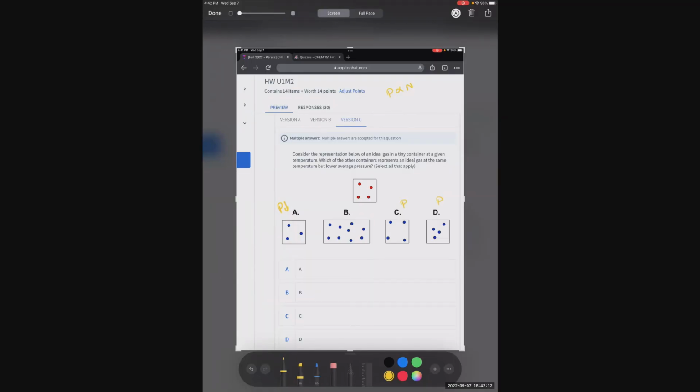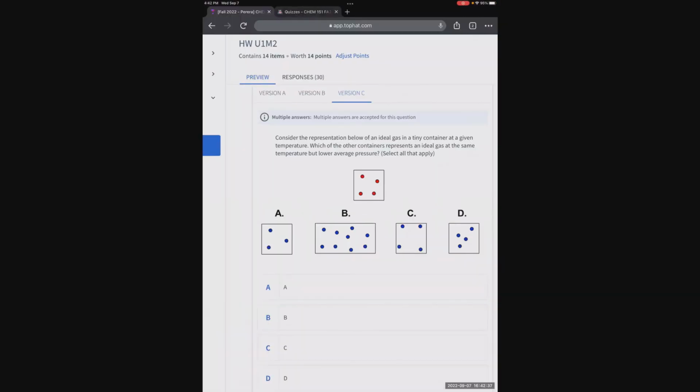And option B has more particles. It has twice the volume of the original container, but it has more than twice the particles. Therefore, the pressure here should be higher. So the correct answer should be A, the one with the lower average pressure. Okay, so that's how you tackle that problem.